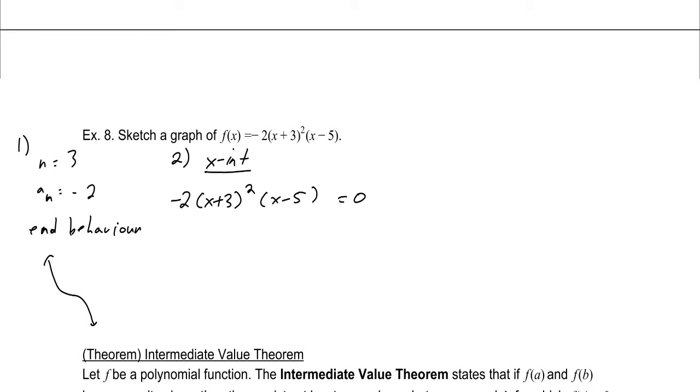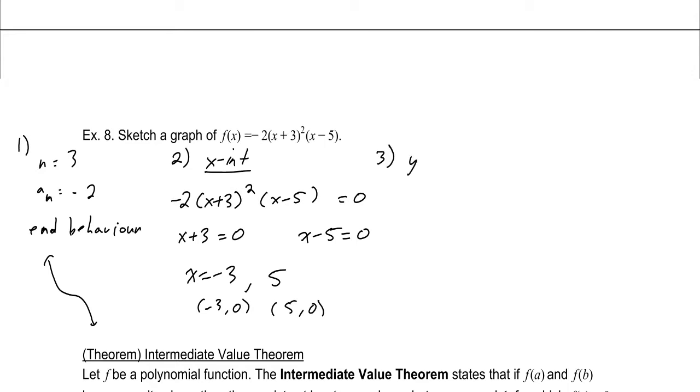So we'd set x plus 3 equal to 0. Now notice there are actually 2 of those. X plus 3 equals 0, x plus 3 equals 0, and then x minus 5 equals 0. Because that x plus 3 has a multiplicity of 2, it gets me a double root there. So this is x equals -3 and x equals 5. All right, so we have our x-intercepts: -3, 0 and 5, 0.